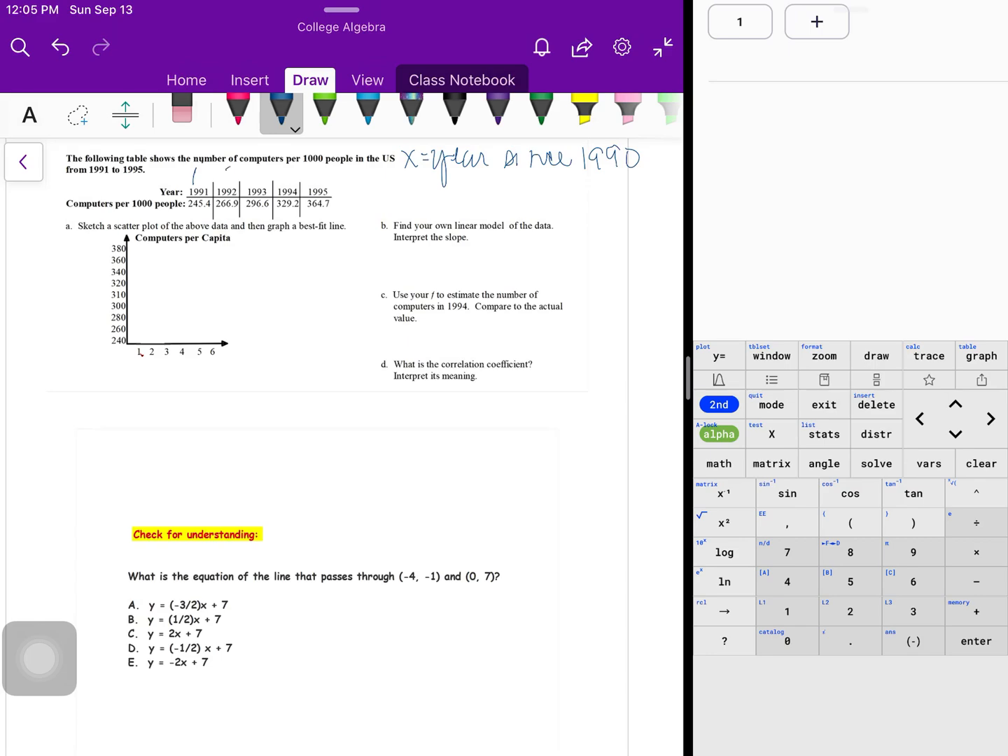So we would enter this as 1, 2, 3, 4, 5. And our first list should be our X's. And our second list should be our Y's. And that is how many computers were sold per 1,000 people. So if we're going to enter this data, we want to press our stats key. And then to enter any data, you always press edit.